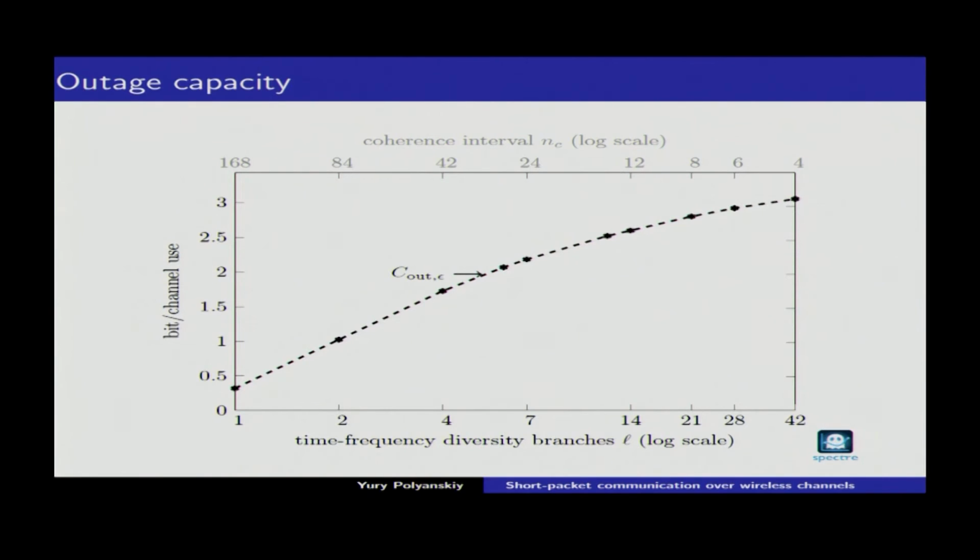Okay, so now for the outage capacity, this is the plot, right? So the outage capacity actually grows. Remember, the outage capacity doesn't care about the coherence time because it assumes that one is infinite. So why does it grow? Well, because as the number of diversity branches increases, you basically can average over many different channel realizations, and the channel becomes as if it's constant, right?